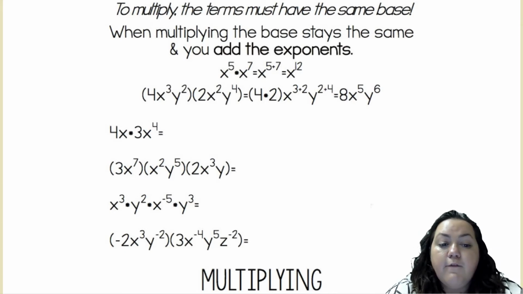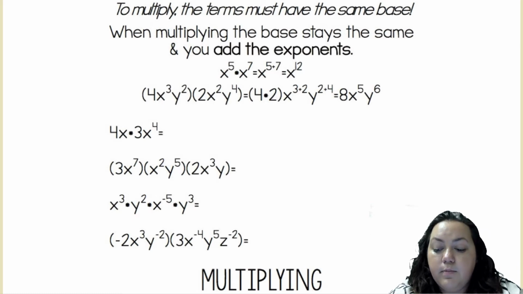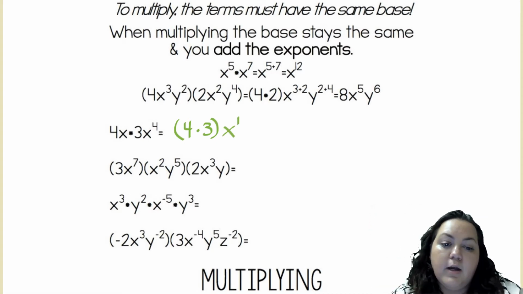All right, then we have 4x times 3x to the 4th. So I'm going to multiply 4 and 3, and then I'm going to do x to the 1st. If there's no exponent, there's a 1 there. And then x to the 4th, when I'm multiplying, I add the exponents. So 1 plus 4 would give me 5. 4 times 3 is 12, x to the 5th.